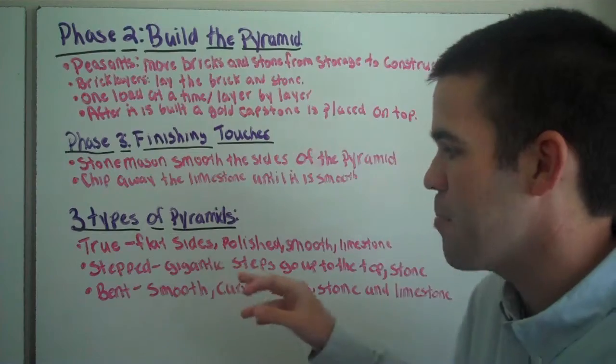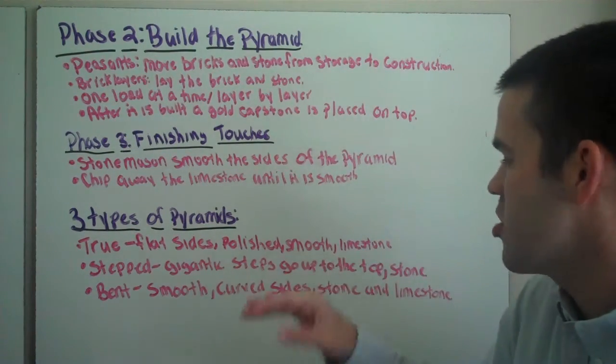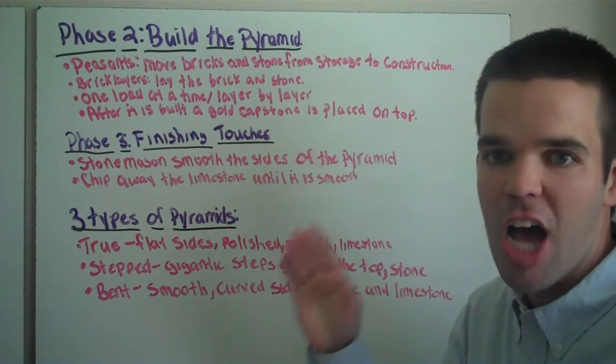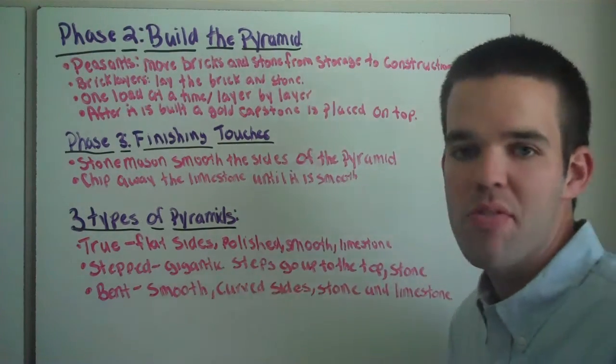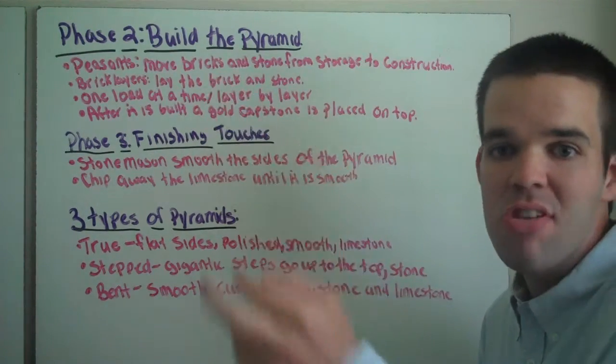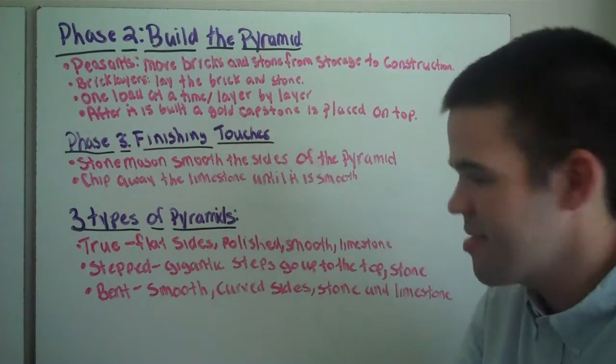You also have a step pyramid. A step pyramid is where gigantic steps go up to the top of the pyramid. It is primarily built out of stone. What the step pyramid was built to do was it was believed to be steps to the clouds or steps to heaven in ancient Egyptian eyes.